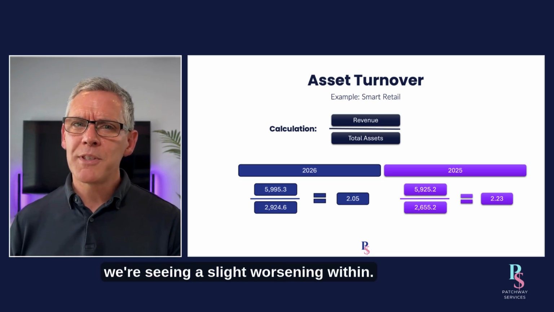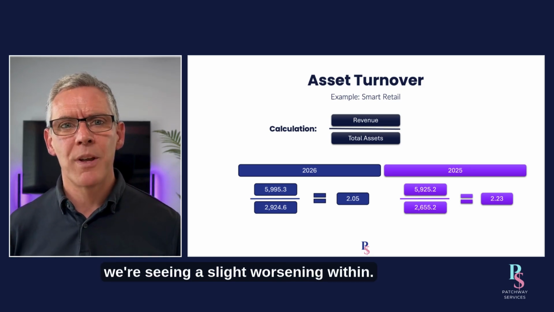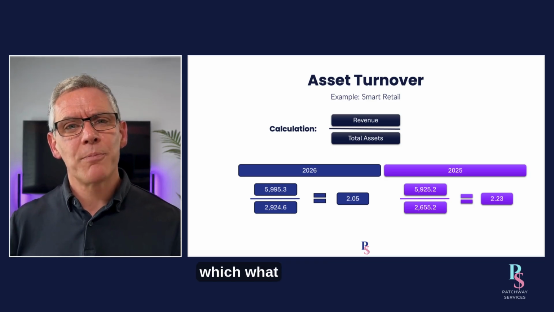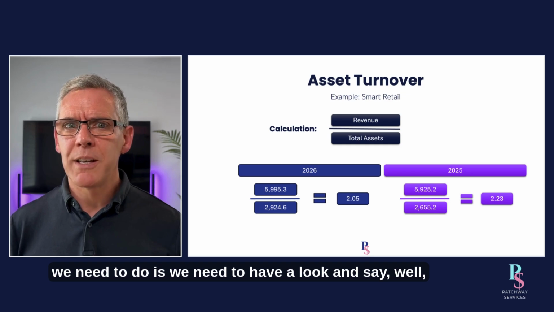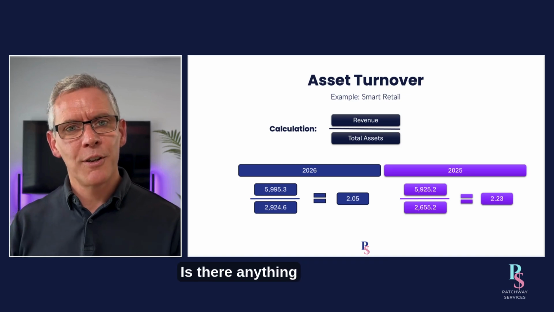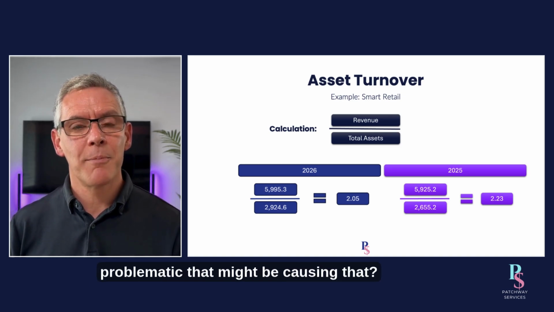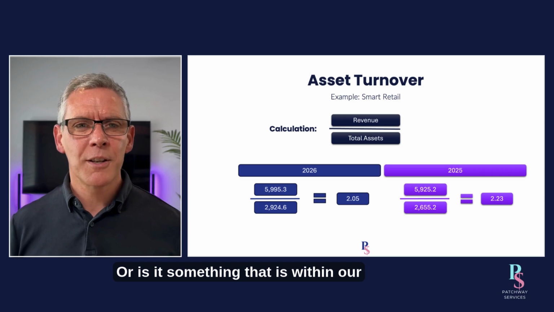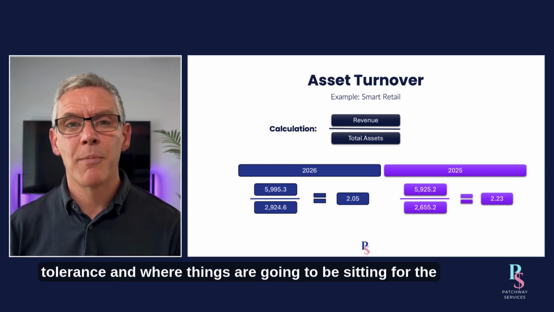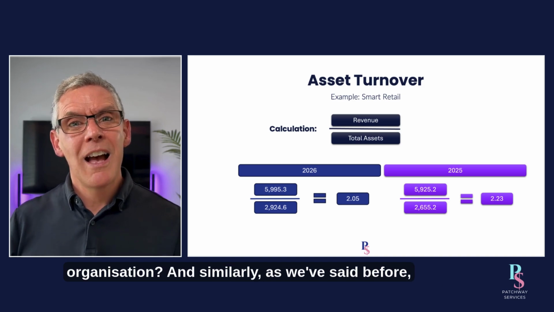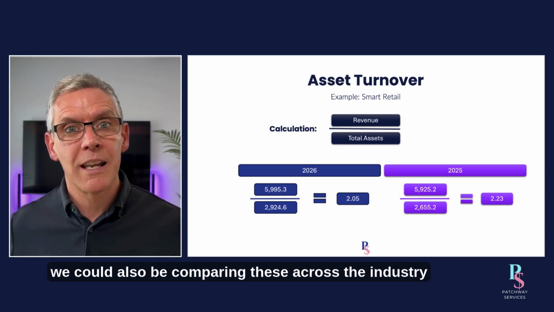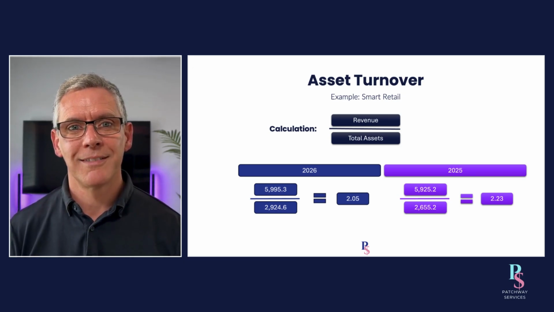So obviously we're seeing a slight worsening within our asset turnover ratio, and what we need to do is have a look and say, well, why is that happening? Is that a concern? Is there anything problematic that might be causing that? Or is it something that is within our tolerance and where things are going to be sitting for the organization? And similarly, as we've said before, we could also be comparing these across the industry norms as well.